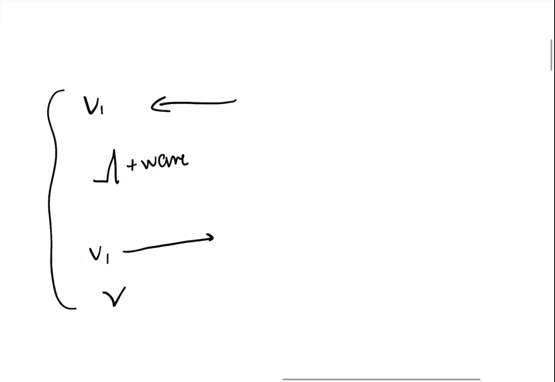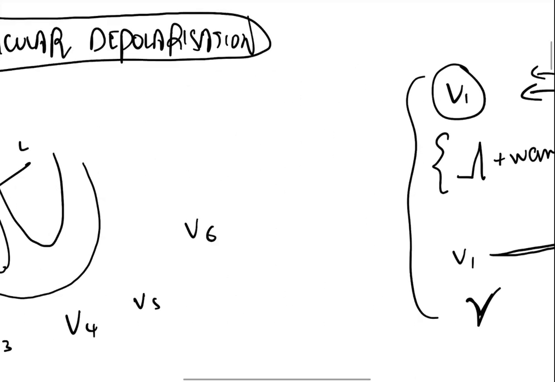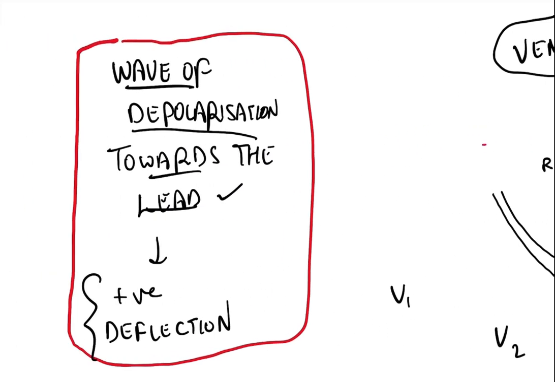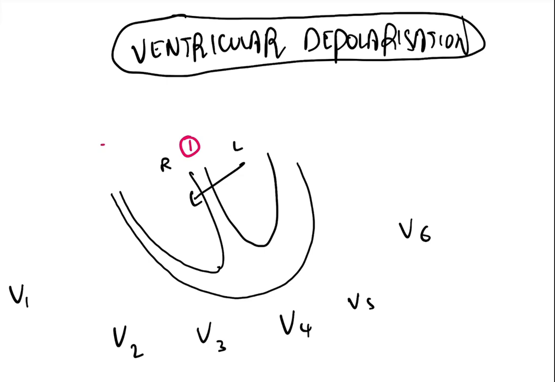Let us understand it. If, for example, there is a lead V1, and the current of depolarization is traveling towards that lead, then you always get a positive wave in the ECG. If the current of depolarization is moving away from the lead, then you get a negative wave in the ECG. That's the main concept. I'll reinforce it: a wave of depolarization traveling towards a particular lead always produces a positive deflection, and away from the lead, it produces a negative deflection. Now moving on to the phases of ventricular depolarization.